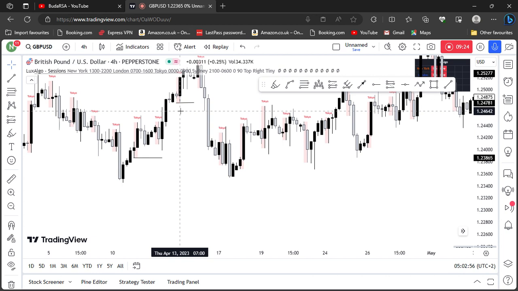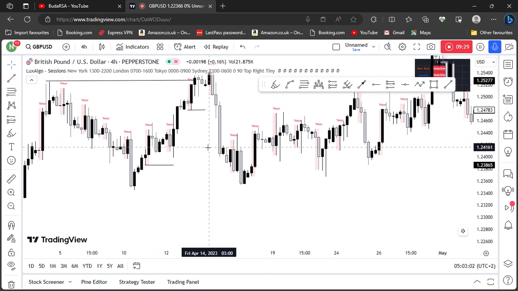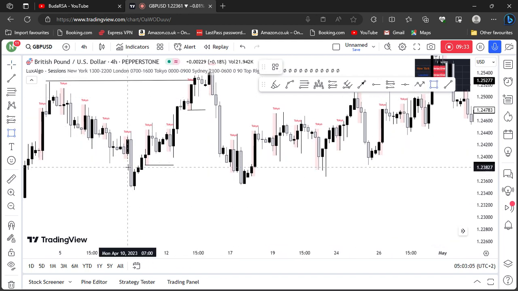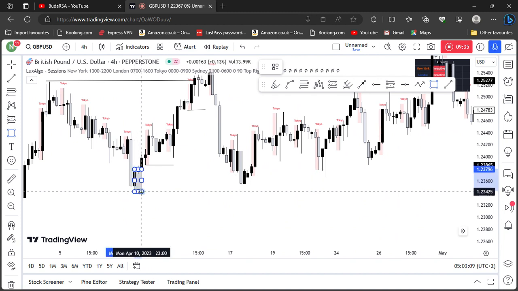So that my price can come and mitigate this liquidity right there and this other liquidity right here, right? So that's just okay. My price is here. I'm gonna mark my order block here.